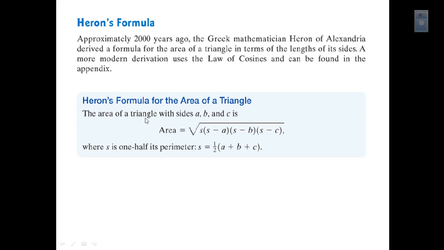The formula for the area of a triangle with sides A, B, and C is the area is the square root of S times S minus A times S minus B times S minus C, where once again A, B, and C are the sides of the triangle. And S is 1/2 its perimeter. In other words, 1/2 of A plus B plus C.